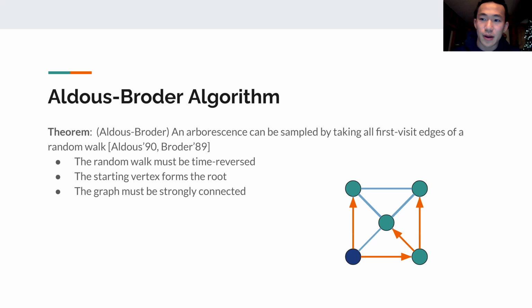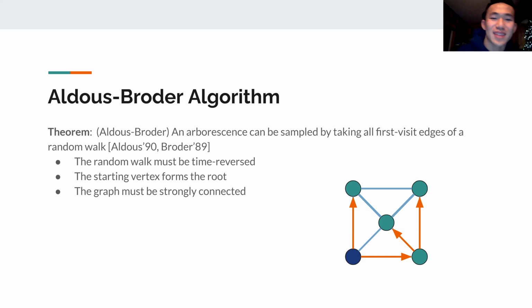There's a bit of fine print when it comes to Aldous-Broder. The graph has to be strongly connected, and the starting vertex forms the root. And of course, the random walk needs to be time reversed. But these are small details which are not too important, because this is really cool. We can reduce the task of random sampling of arborescences to simulating a random walk. And good job, everybody. We have reduced a seemingly sequential task to another sequential task.